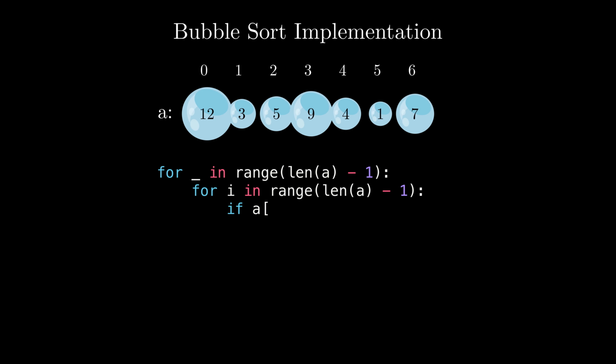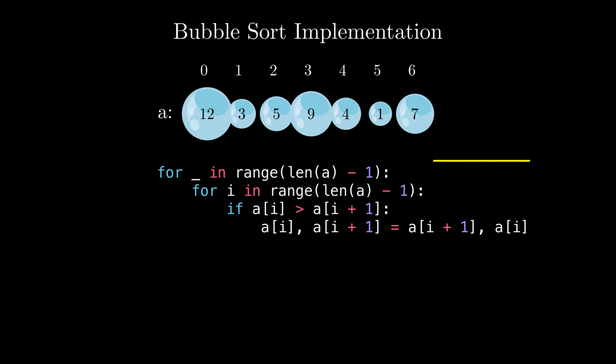We will then compare the current element to the next one, and if they're not placed in increasing order, meaning if the current one is larger than the next one, we will swap them. This way, we will have the most straightforward implementation of the bubble sort algorithm. But you've probably noticed that there are several optimizations that we can do to improve the algorithm and make sure we don't do too many redundant operations.